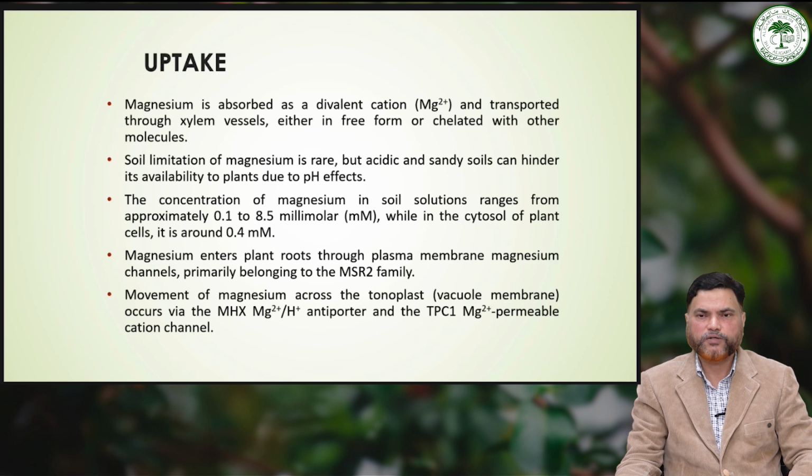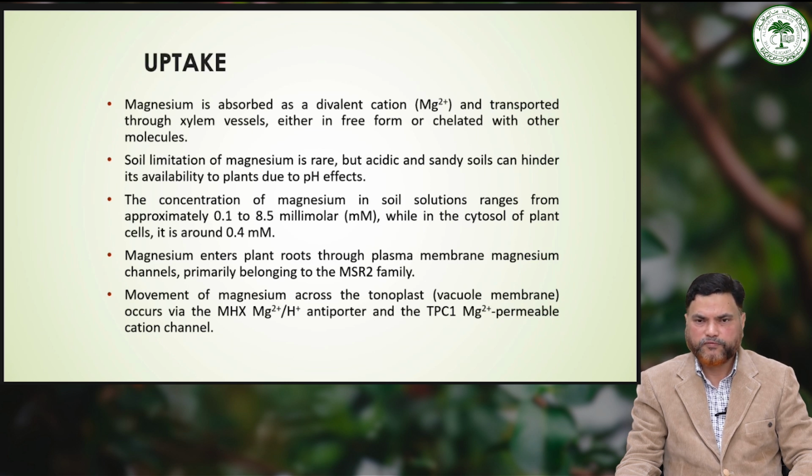Generally magnesium deficiency in soil is not very common, but acidic and sandy soil can pose a challenge to its availability to plants, often due to pH related effects. In soil solution, the concentration of magnesium generally ranges from approximately 0.1 to 8.5 millimolar. However, within the cytosol of the plant cell, the concentration of magnesium is notably very low, averaging around 0.4 millimolar.